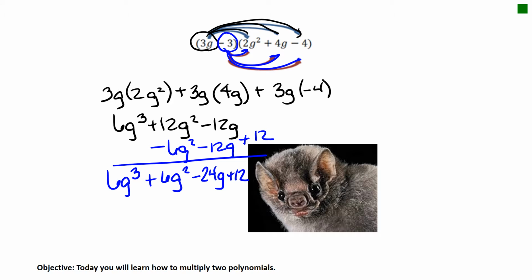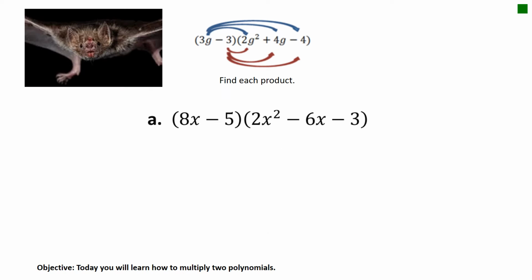Okay, that was kind of messy, a little bit squishy. But do you see how it's just FOIL again? We just take this 3G, multiply, multiply, multiply. Negative 3, multiply, multiply, multiply. And we just add the columns up. So let's try this one.